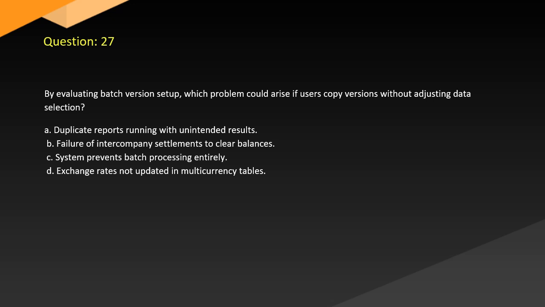Question 27. By evaluating batch version setup, which problem could arise if users copy versions without adjusting data selection? A. Duplicate reports running with unintended results. B. Failure of intercompany settlements to clear balances. C. System prevents batch processing entirely. D. Exchange rates not updated in multi-currency tables.